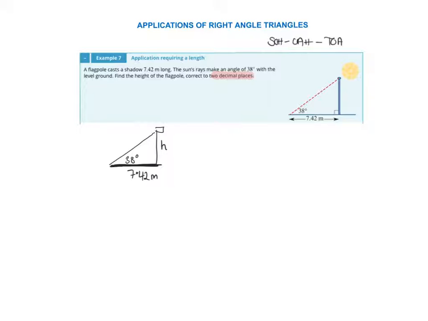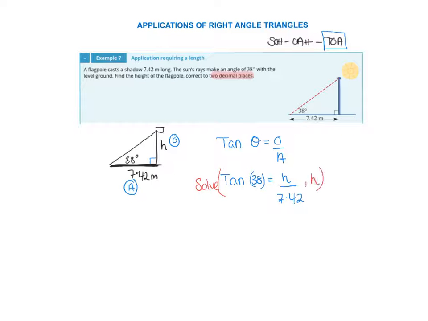So once you've drawn your little diagram, it's good to label up your triangle, as we said. Here's our right angle, and we have the opposite side, and we also have the adjacent side. TOA is the rule that has both of them. So I'll write the rule out, tan angle equals O over A. Then I'm going to substitute in what I know, which is tan 38 equals H over 7.42. I then will use the solve function on my calculator to find out what H equals.